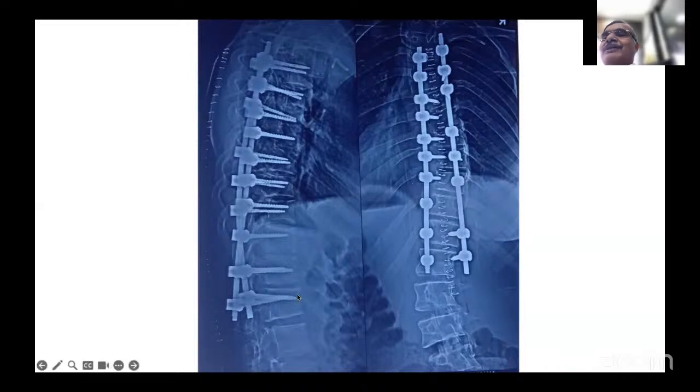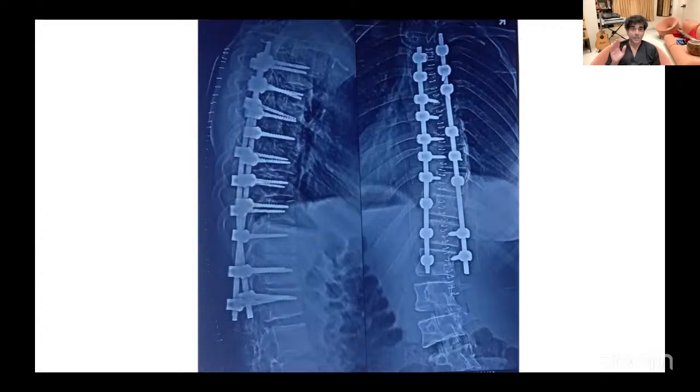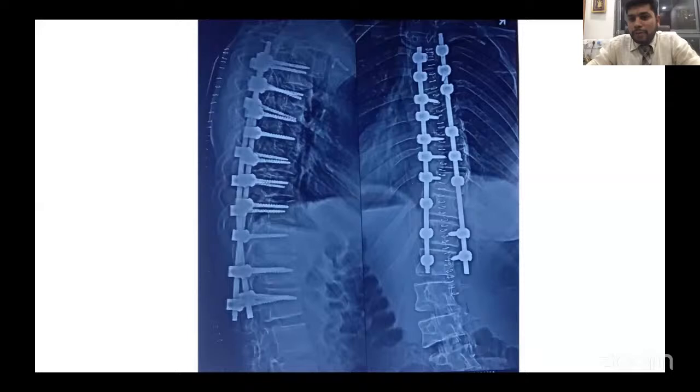I don't know why. No, that's absolutely true. And even that last screw on the convex side is not sitting in well, and you would rather have shaped the rod. So that came out when we were trying to derotate. Everything was fixed.